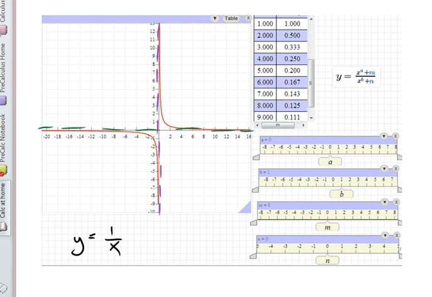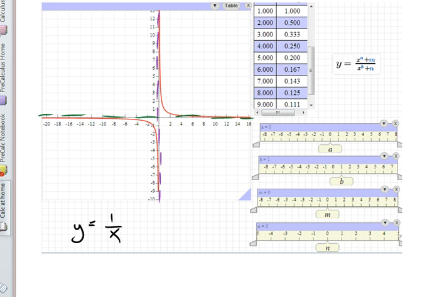Let's start by looking at vertical asymptotes. So vertical asymptotes you might be actually more familiar with. It's something that's covered in algebra and pre-calculus a little bit. Vertical asymptotes occur when division by 0 occurs. And clearly in y equals 1 over x, that's going to occur when x equals 0.